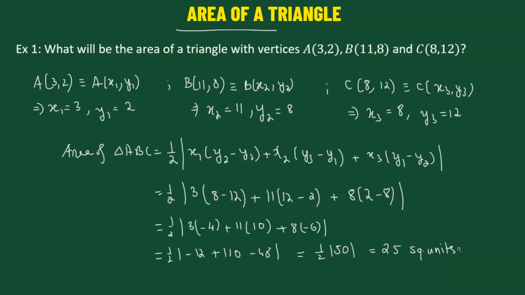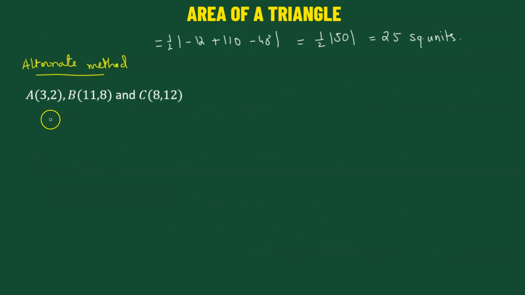Fine. Now I'm going to show you an alternate way to calculate the area quickly. So here we have the vertices of the triangle A, B and C. The alternate method will be to find the area of triangle ABC. So that's going to be equal to, we'll have to take the half. Now instead of remembering the formula, all we have to do is take the absolute value.